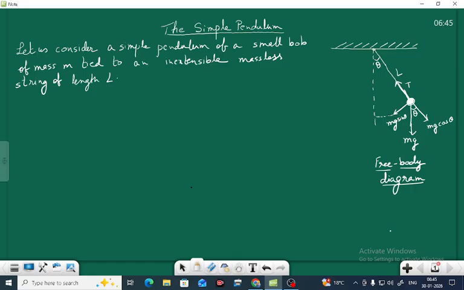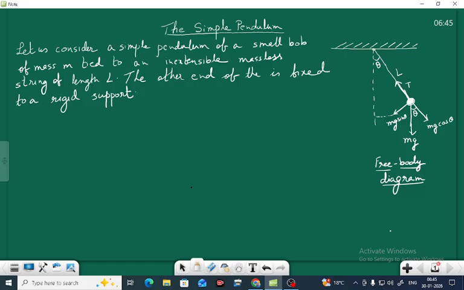The other end of the string is fixed to a rigid support. The bob oscillates in a plane about the vertical line to the support. This is the vertical line. The bob is oscillating about the vertical line.